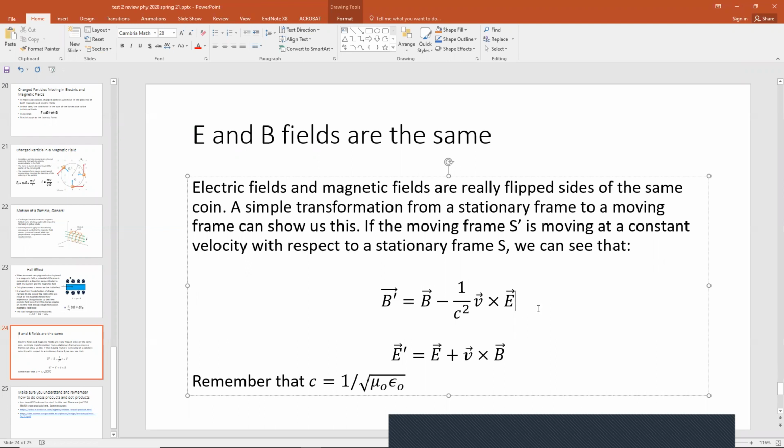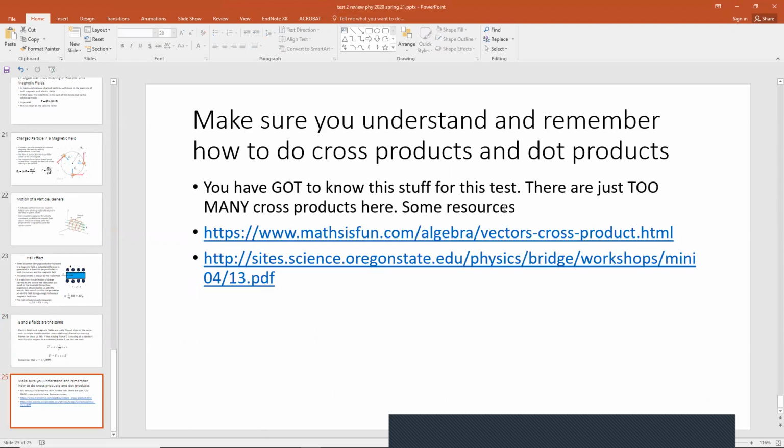Okay, so that sums it up. That's all she wrote. That's all of it. I know it's a lot, okay, but I have confidence in you. I think you can do it. Just remember that if you forget everything else, please remember how to do a cross product. There's so many cross products once you start getting into magnetism. And so it's really important that you know how to do those.